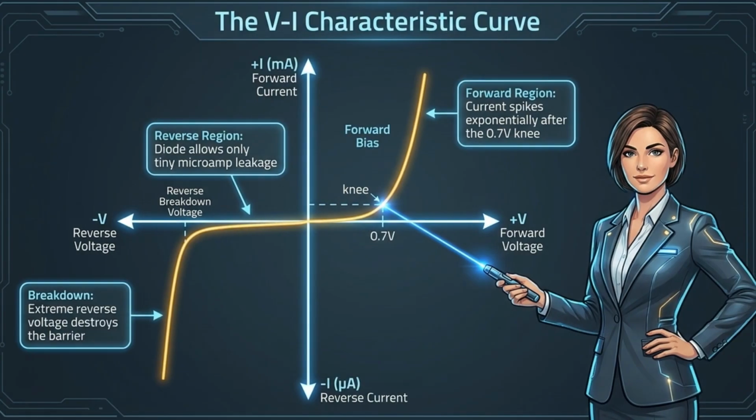The VI characteristic curve shows operation under bias. In forward bias, current spikes exponentially after the 0.7 volts knee. In reverse bias, there is only tiny microamp leakage until the reverse breakdown voltage.